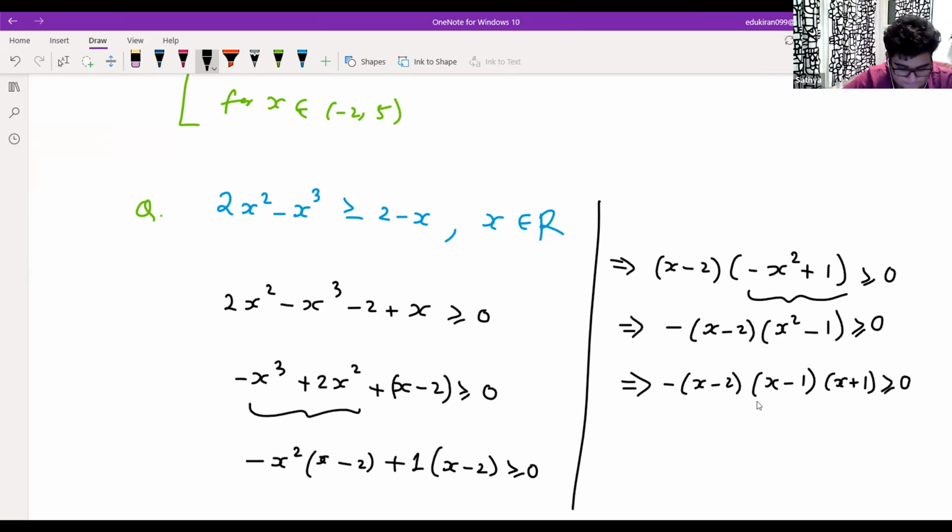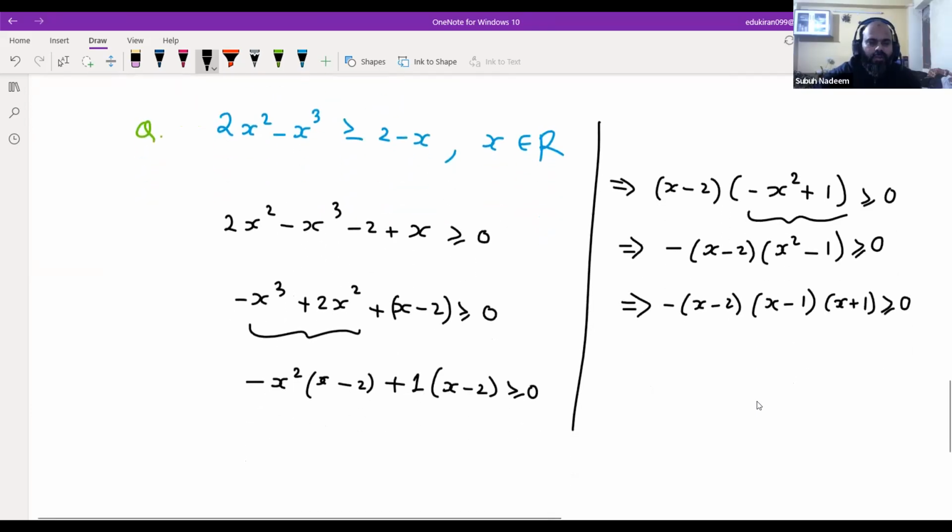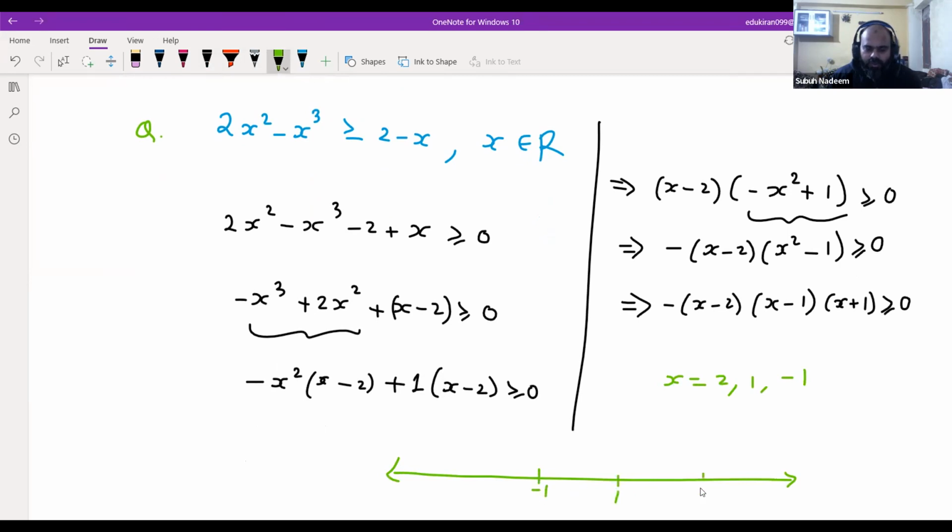Yeah. Okay. Now comes our next part. If it was an equation, what are the values of x we would have got? 2, 1, and minus 1. So we plot them. So minus 1 is first, then 1, then 2. 0 will be somewhere here in between. So there are how many regions here? 1, 2, 3, 4 regions, right?